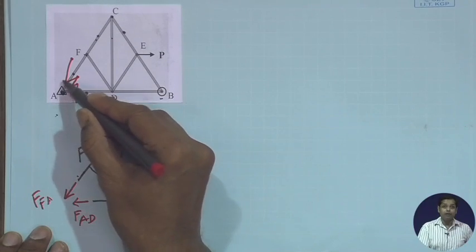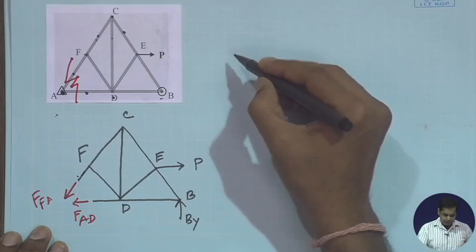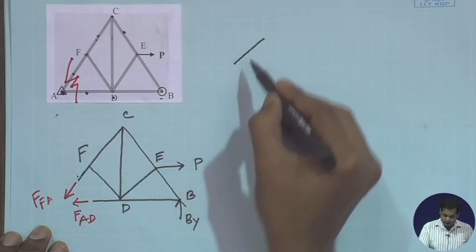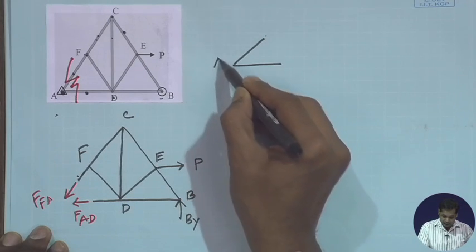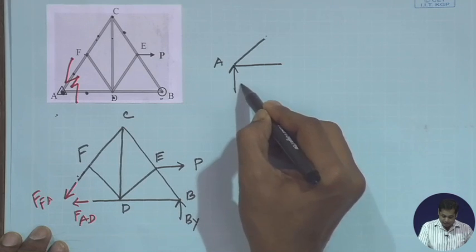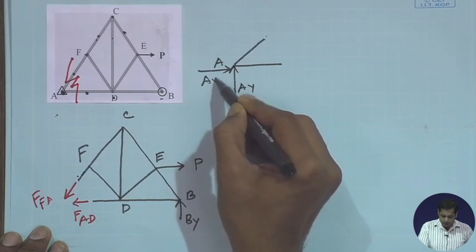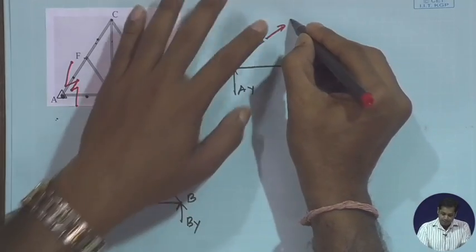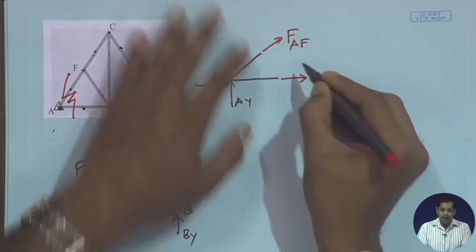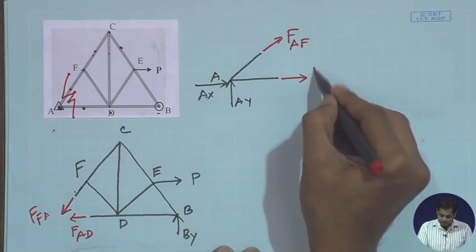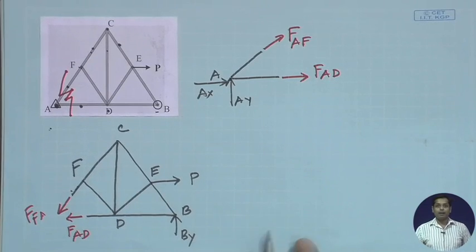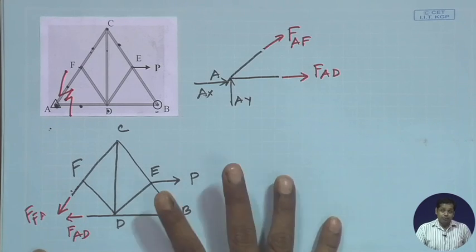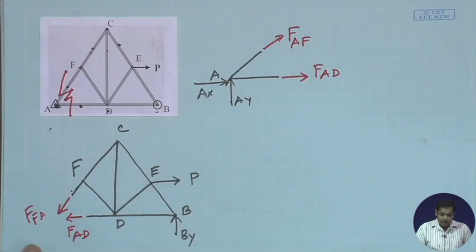Similarly, I can draw the free body diagram of the other part of the structure. What was this part of the structure? Only AF and AD are broken. So this is A and this is the support reaction AY, AX, and then this is FAF and FAD.